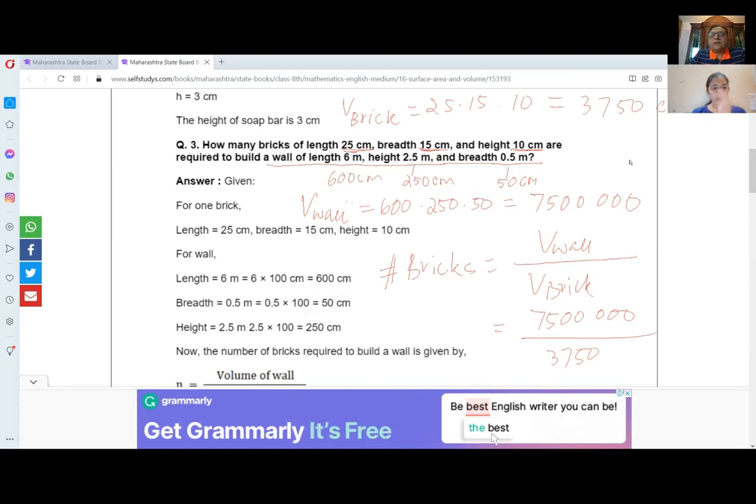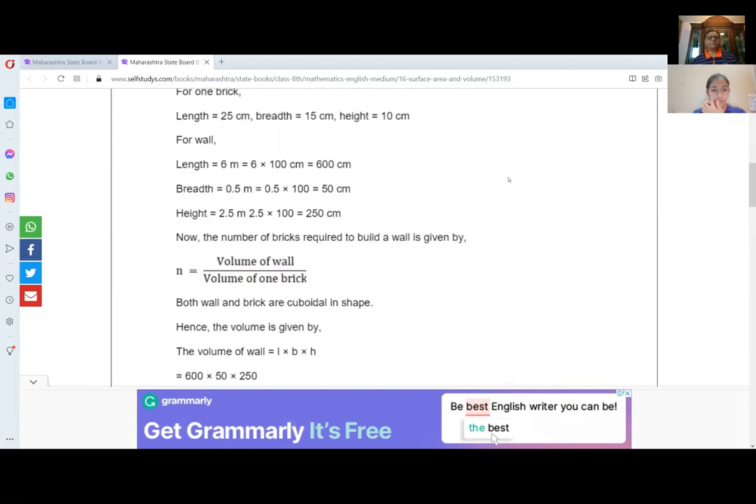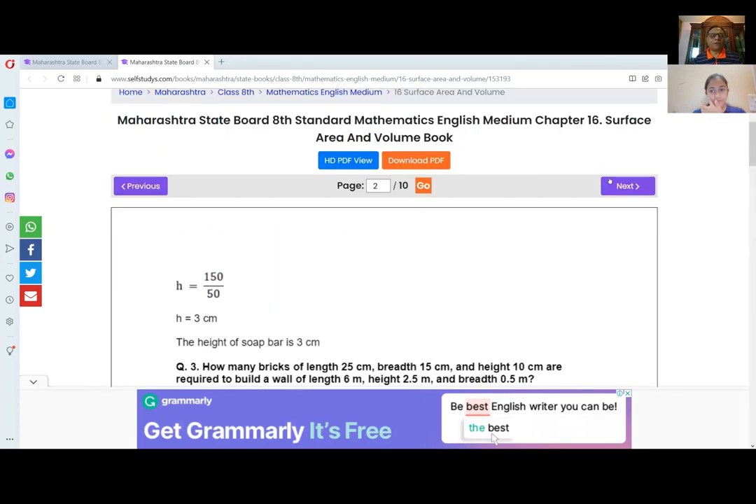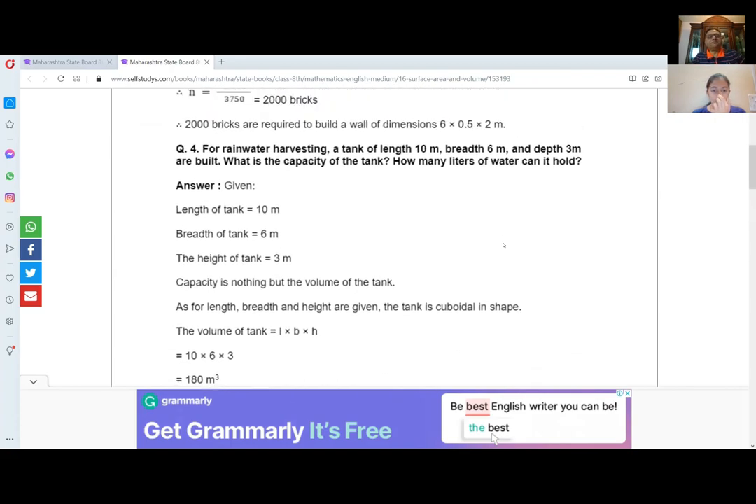Or you could have converted them to meters and then found the answer, right? So that is how you'll do this. We'll move on to the next question now. They also got 2000 bricks, right?